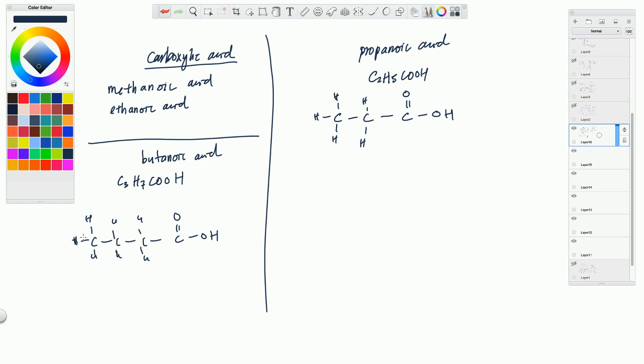Now, what happens here is you can actually change this to a methyl if you want. You can take the 3 carbons here and put this here.